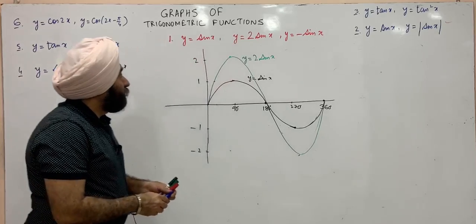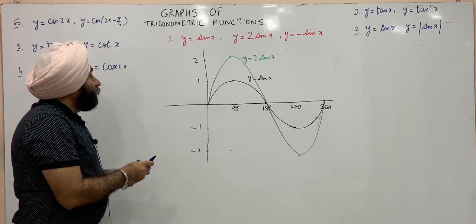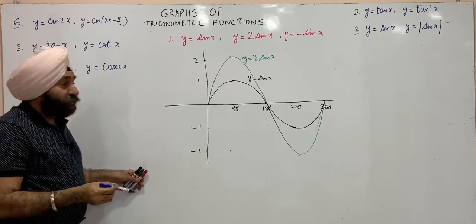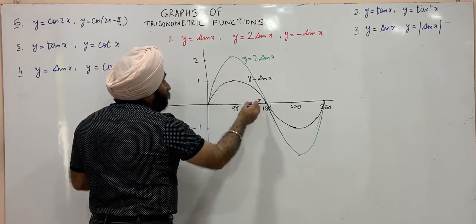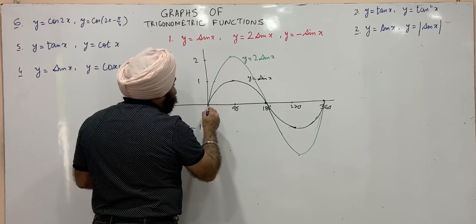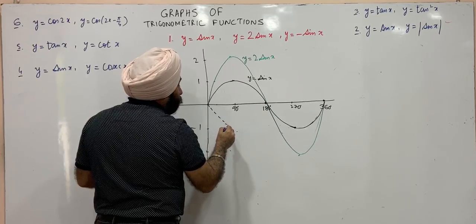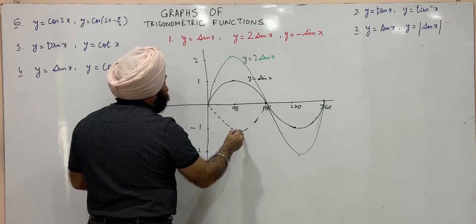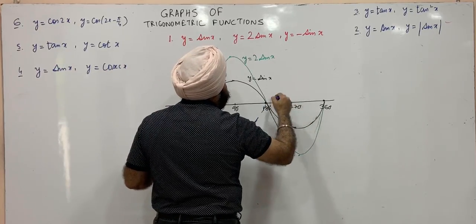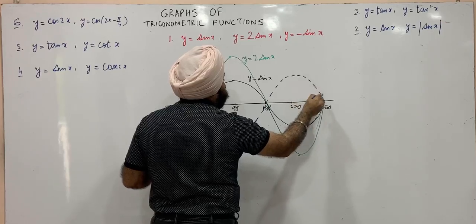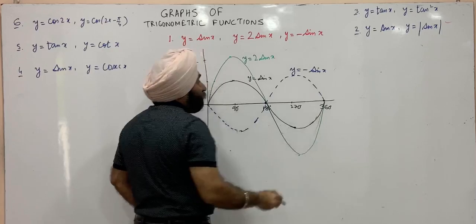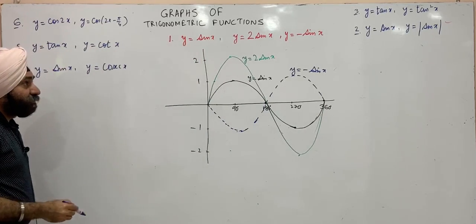The third one, y is equal to minus sine of x. Minus sine of x means the graph of sine x multiplied by minus 1. So only the sign will change. This is positive, the negative of this will be like this. So I am showing it dotted. This value is minus 1, and these negative values go positive, and this is y equals to minus sine of x. So 3 graphs in 1.